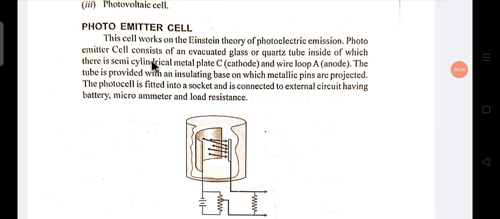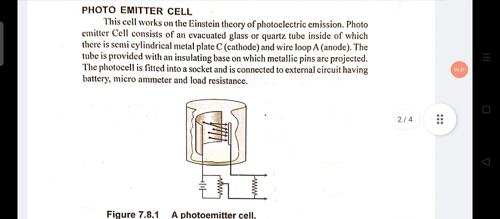A photoemission cell consists of an evacuated glass or quartz tube, inside of which there is a semi-cylindrical metal plate C, the cathode, and a wire loop as the anode. The tube is covered with an insulating base on which metallic pins are projected. The cell is fitted into a socket and connected to an external circuit having a battery, a microammeter, and a load resistance.